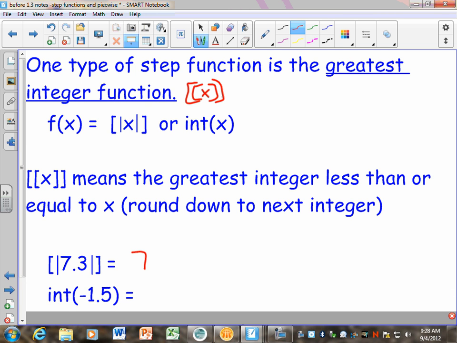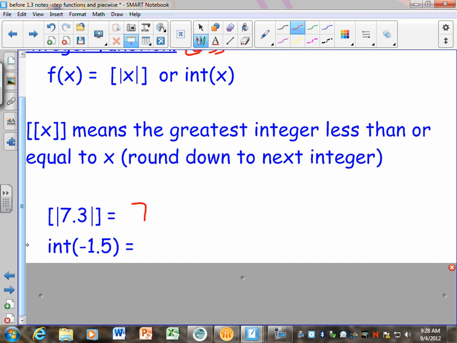I kind of wrote these a few different ways to make you think a little bit. This one means the greatest integer of negative 1.5. You got to think a little bit about this one. If you round down to the next lowest integer from negative 1.5, what would your integer be? I think negative 2, right? Because negative numbers, you got to think about, here's negative 1, here's negative 2. If we're rounding down, we're going to get negative 2, because negative 2 is actually smaller than negative 1. So be careful on those.